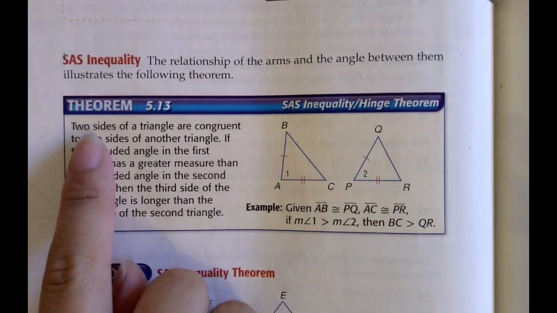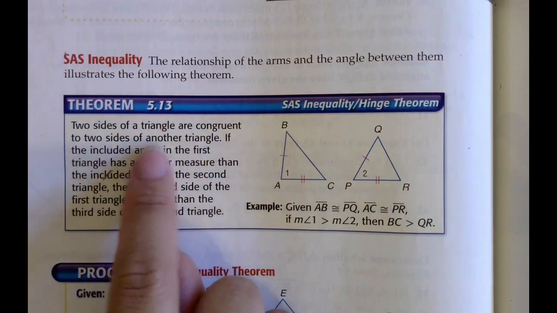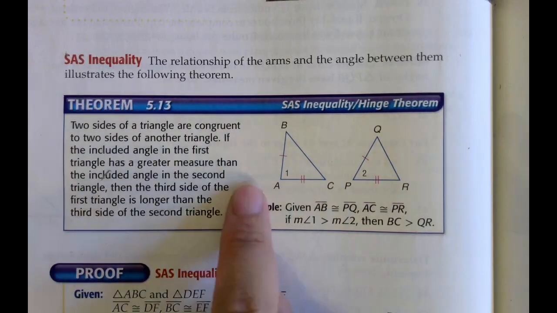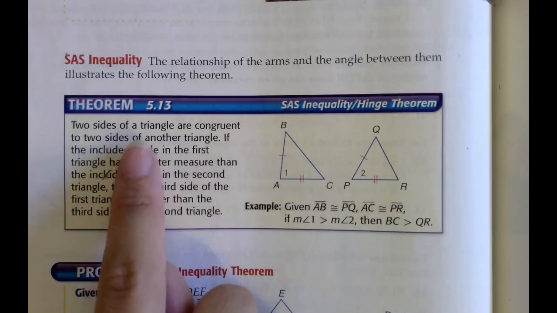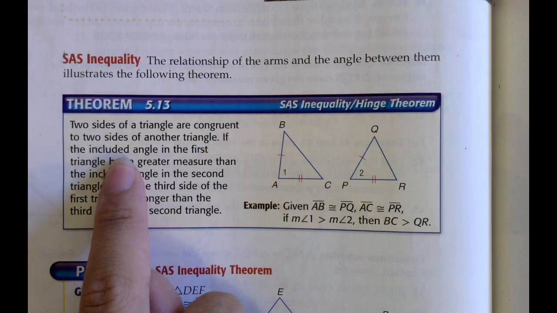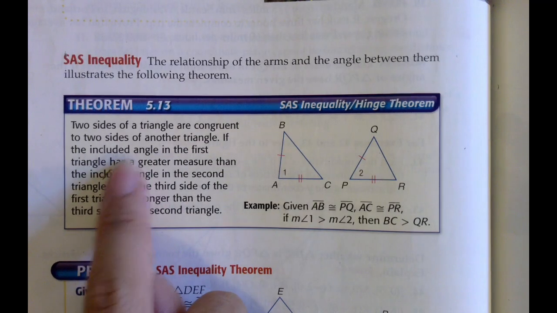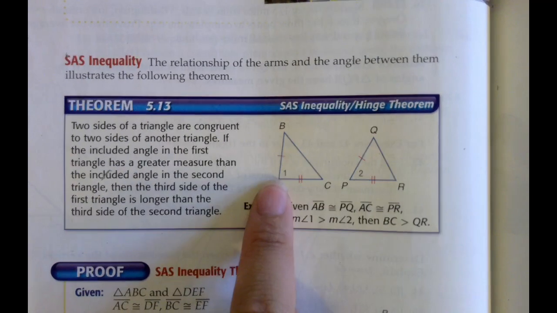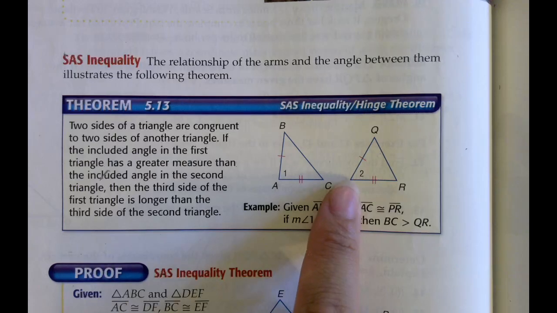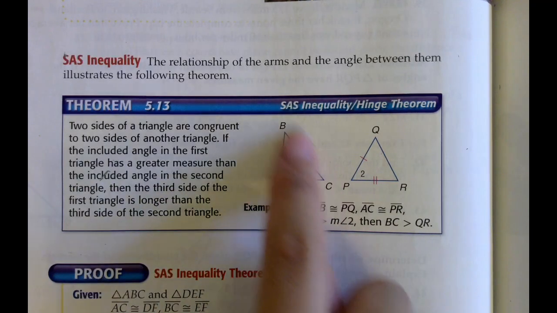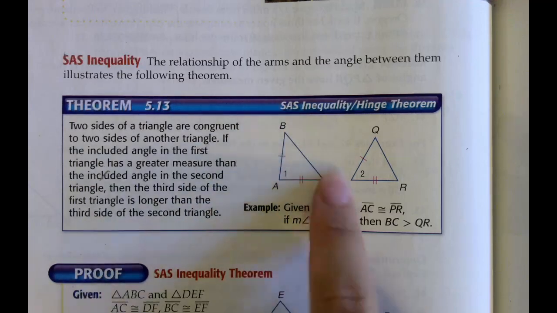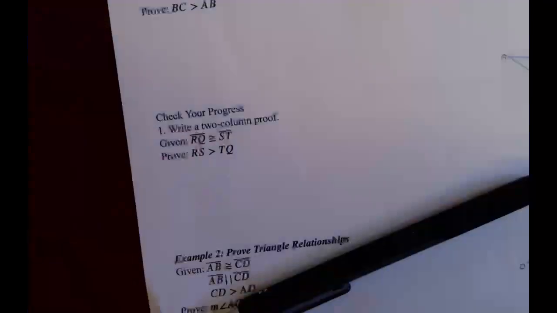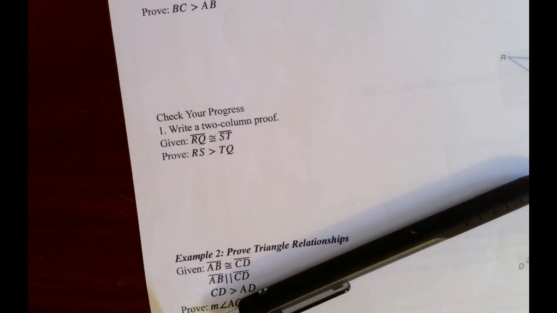Okay, so this is what it says. Two sides of a triangle, if we know they are congruent to two sides of another triangle, so note BA is congruent to QP and AC is congruent to PR, right? So two sides of the triangle are congruent. If the included angle, the angle in between these congruent sides, in the first triangle has a greater measure than this, so if angle 1 is greater than angle 2, what we know is that the third side, the side that isn't congruent, is going to be longer than the third side of the other one. We're going to be using that as we do example 1.